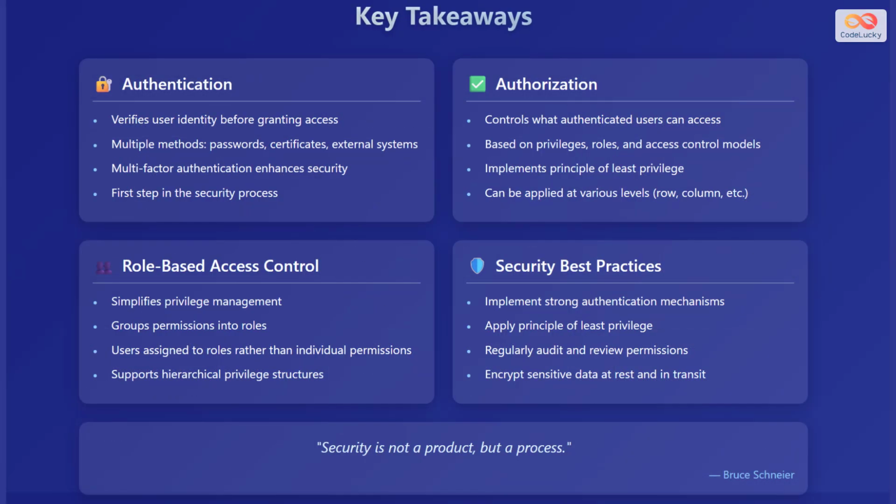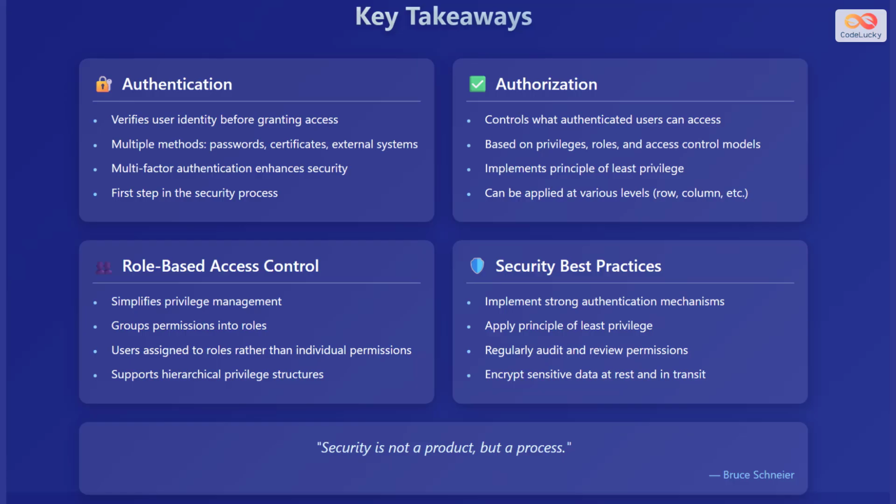Let's summarize the key takeaways from this video. Authentication verifies user identity before granting access, and uses multiple methods such as passwords, certificates, and external systems. Multi-factor authentication enhances security and is the first step in the security process. Authorization controls what authenticated users can access and is based on privileges, roles, and access control models. It implements the principle of least privilege and can be applied at various levels like row or column.